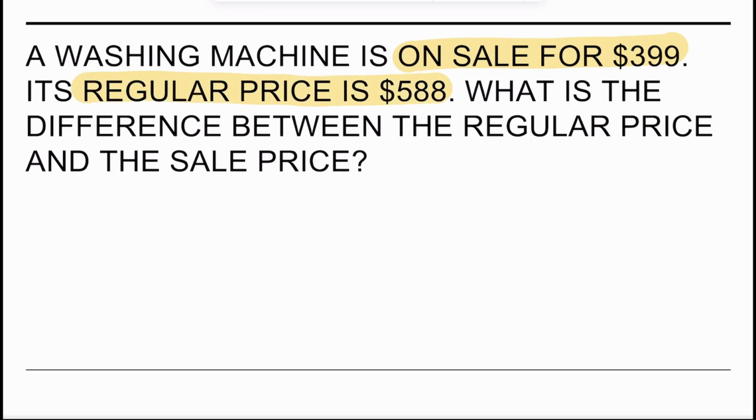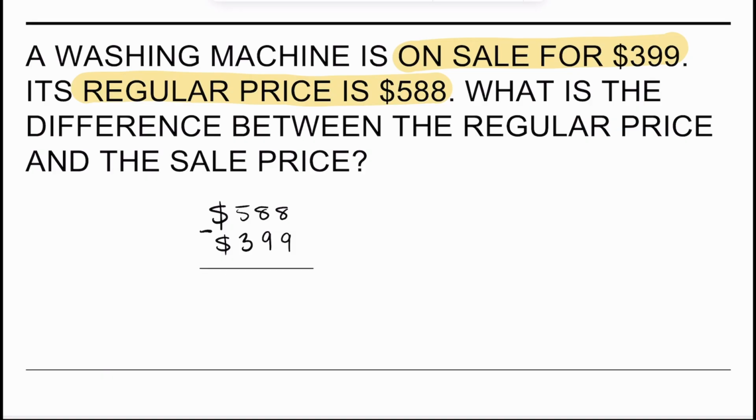Now we're finding the difference between the regular price and the sales price, which means the regular price comes first. And so because we highlighted that, we can clearly see that it's $588. And then the sale price is $399. And so now, thinking about what we're actually trying to find, we're finding the difference, which means we're subtracting. And so same process as before.